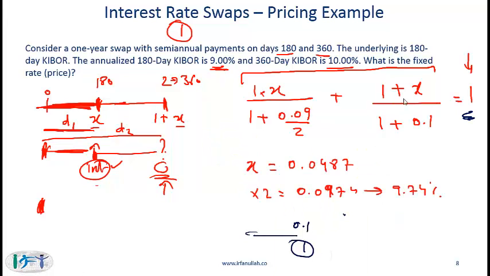So when you solve for x, what you should get is 0.0487. So 0.0487 represents the fixed payment every 6 months on a $1 principal. This is every 6 months. So if you need to give an annualized rate, you take 0.0487 and multiply by 2. You get 0.0974. So your fixed rate is 9.74%. So what we have done here is that we have priced this very simple swap.